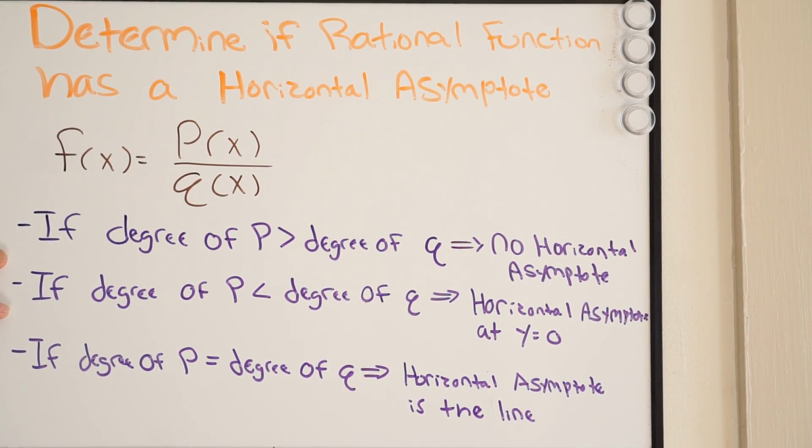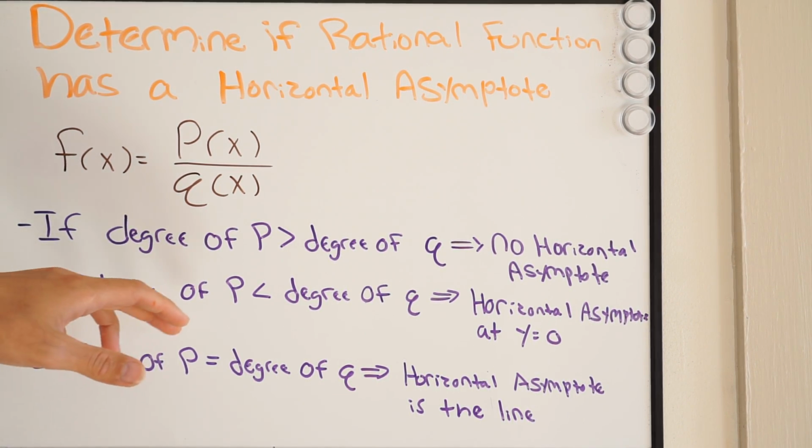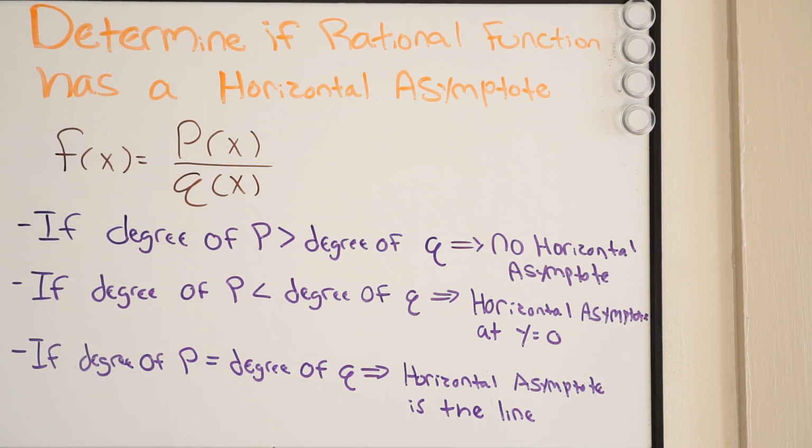All right, second we have if degree of p is less than the degree of q, horizontal asymptote at y equals 0. Okay? And the last possibility is if degree of p is equal to the degree of q, horizontal asymptote is the line. All right, and we'll go over what that means. So let's do a couple of examples here.